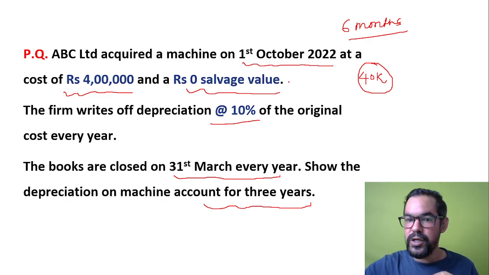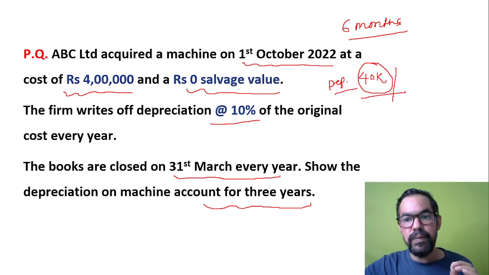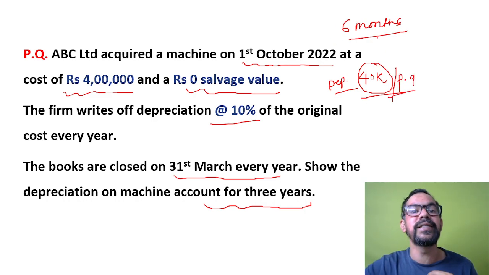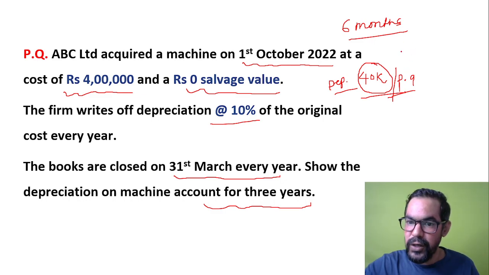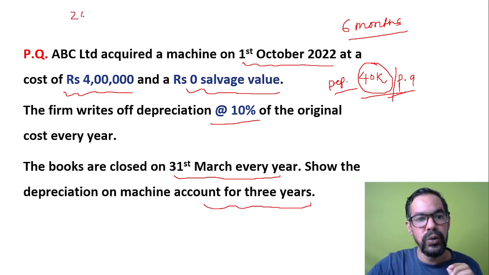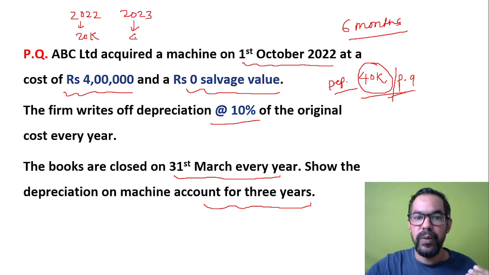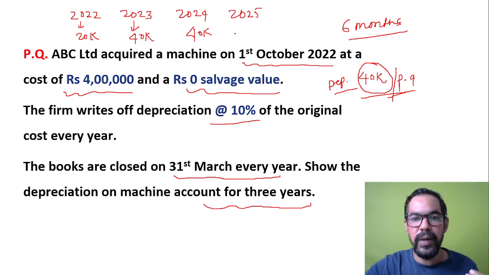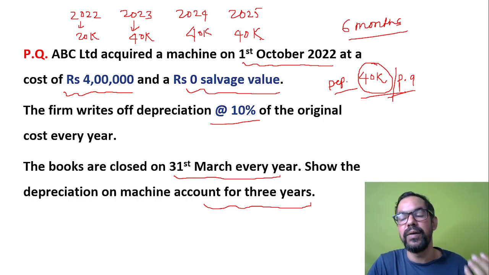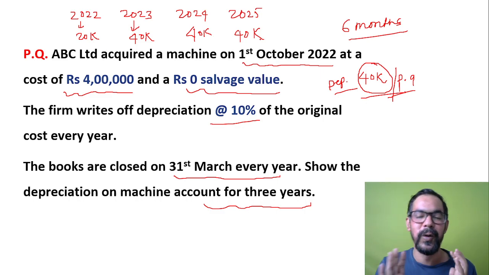So for the first year, the annual depreciation amount is 40,000 per annum. Okay, but for the first year it is 6 months only. So 40,000 divided by 2 is 20,000. So for 2022, your depreciation amount will be 20,000. For 2023 onward, your depreciation will be 40,000. For 2024 again it will be 40,000, and for 2025 again it will be 40,000. Okay, so this way you have to calculate. The cases are very simple. I hope you understood this particular case as well.